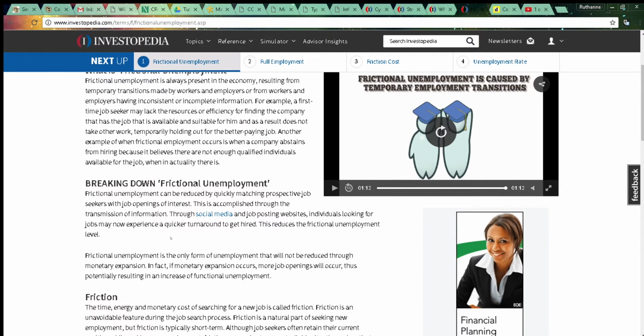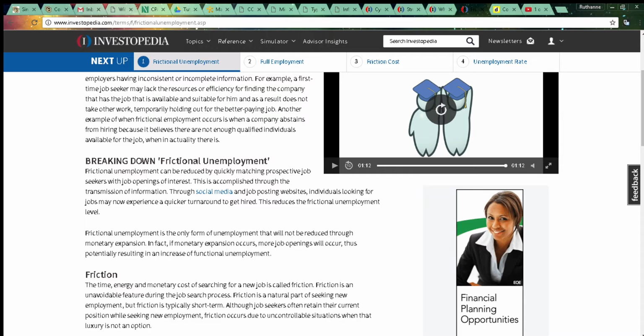So again, the biggest part of this is matching prospective job seekers with job openings of interest. So again, it's not that there's a lack of jobs, and it's not that there's a lack of employees. It's that there is some sort of mismatch that is happening that is making it difficult for the right people to find their way into the right jobs.